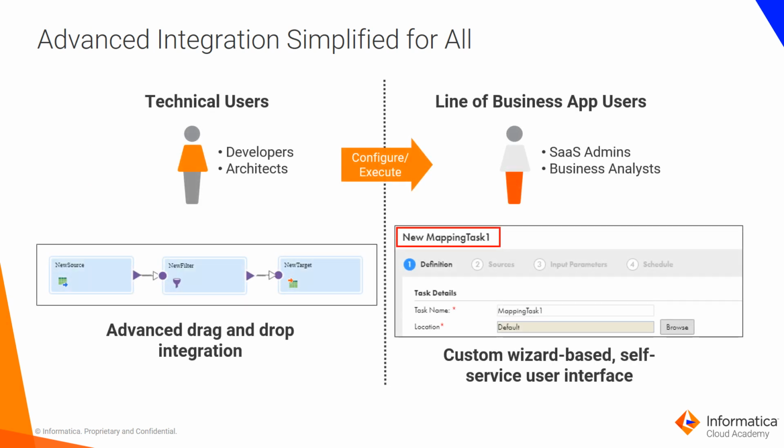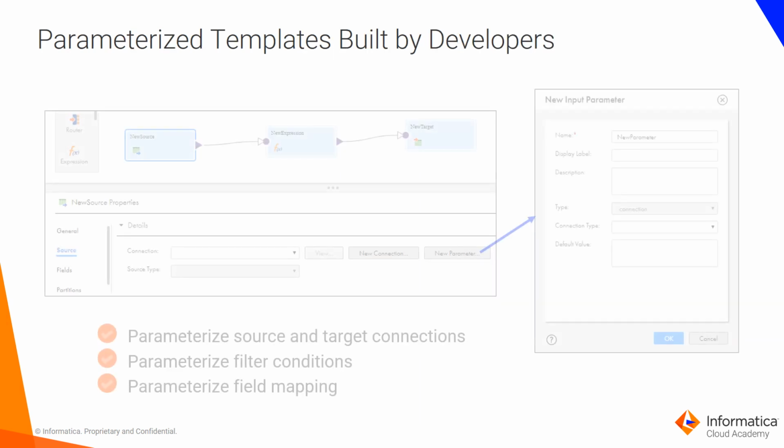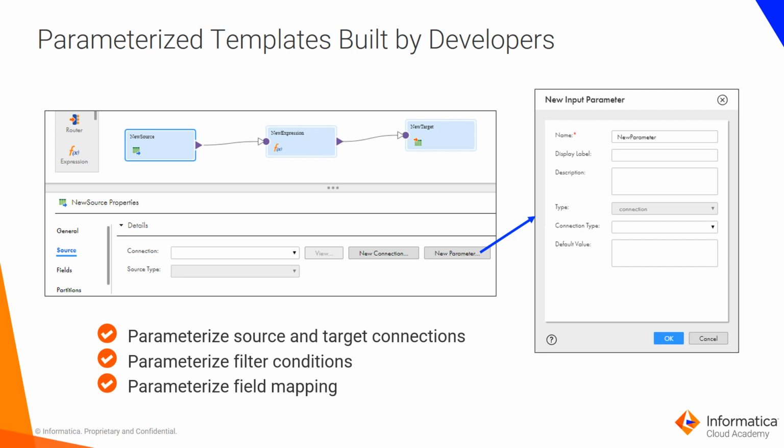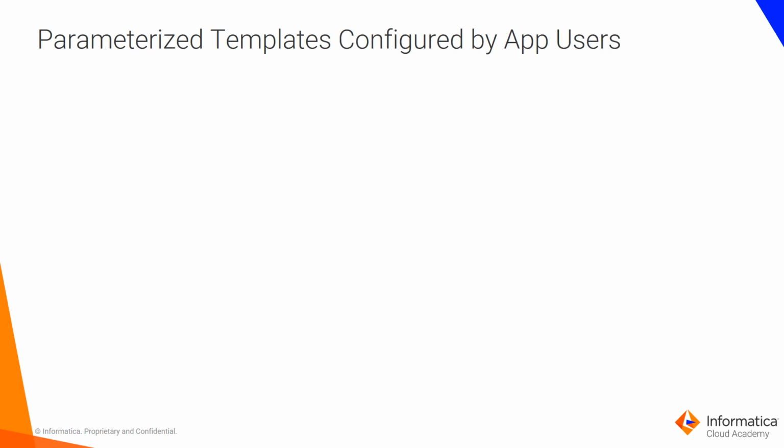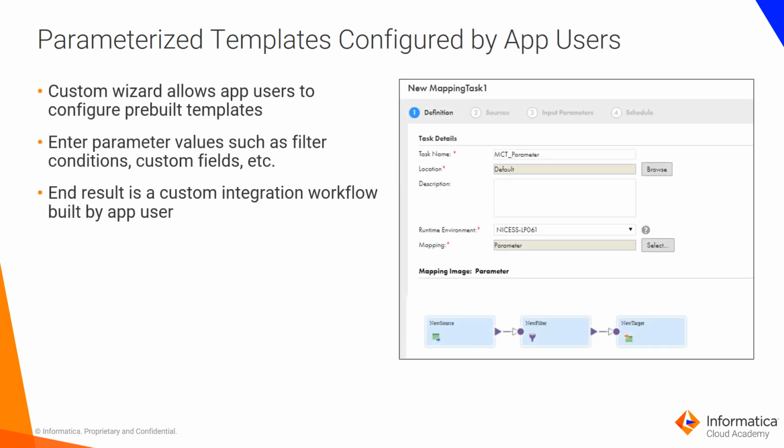Developers can use the Cloud Designer to create advanced integrations, and they can deliver these integrations to the line of business app users in a very simplified and easy-to-use way. As mentioned earlier, developers can create advanced integration workflows and leave many of the sources, targets, filters, and field mappings as open parameters for line of business users to fill in. So the end result is a pre-built integration workflow template ready for app users to configure. The line of business users then simply have to fill in those parameters with whatever values they want, and they don't have to worry about the actual integration logic behind it.